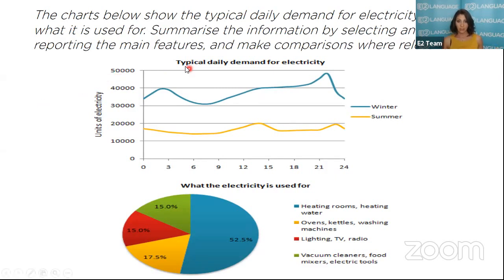The line graph shows us typical daily demand for electricity in units. And these numbers here, we don't know what they're for, so don't worry about those. We don't really need them. And we have units of electricity used in winter, units of electricity used in summer. So that's how much electricity was used overall. Then the pie chart tells us what that electricity was used for. We have heating rooms and water. We have ovens, kettles, washing machines, appliances. We have lighting, TV, radio, vacuum cleaners, food mixers, and electric tools.